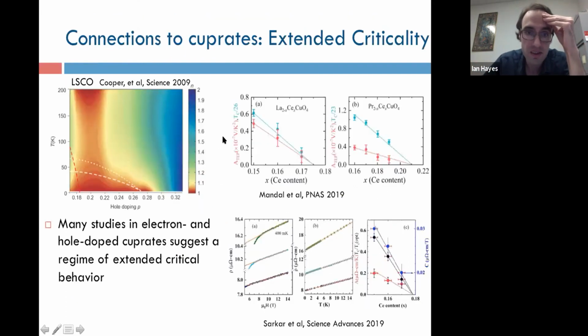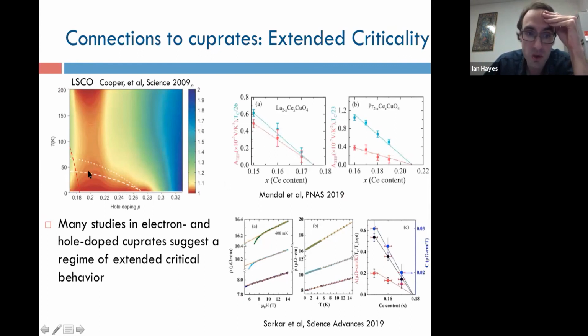Then the next thing I want to point out is that this sort of extended range of critical behavior at low temperatures actually draws barium-122 into closer parallel with a number of cuprates which show some sort of extended critical behavior on the overdoped side.